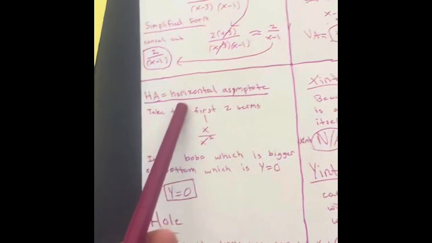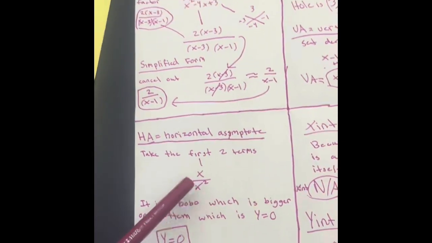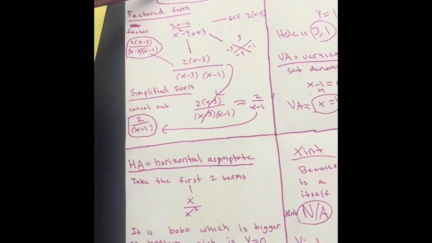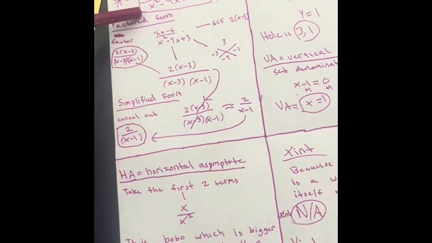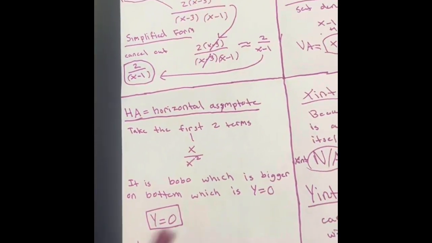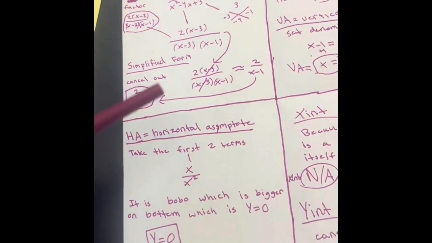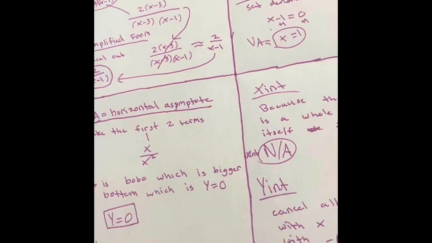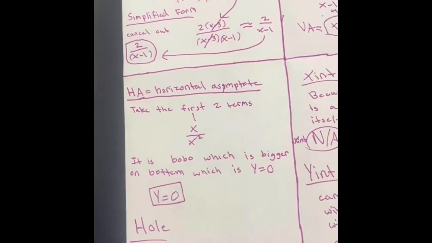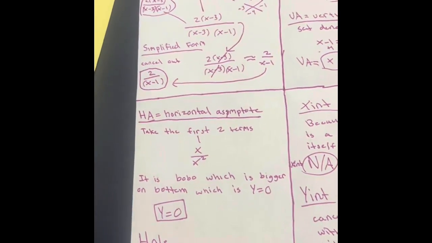But then you would do the horizontal asymptote, where you take the first two terms from the original equation up here, and it would be x over x squared. And since it's bigger on the bottom, it would be BOBO, bigger on the bottom, and BOBO is y equals 0. And to find the hole, you would set the term you canceled out, x minus 3, equal to 0, and then solve for x. So x minus 3 equals 0, and then you add 3 to the other side, and x equals 3. So that's the hole.